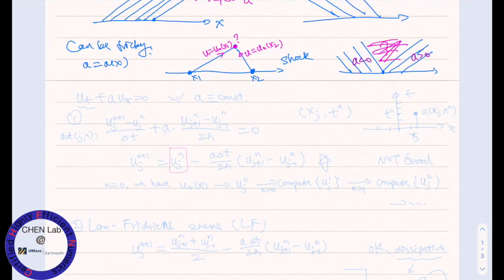All right, this is the first course in finite difference. So we're going to go back to the simple case: ut plus a ux is equal to 0, with a being some constant. And we're going to talk about five or six schemes. I'm going to write down maybe four of them today for you.